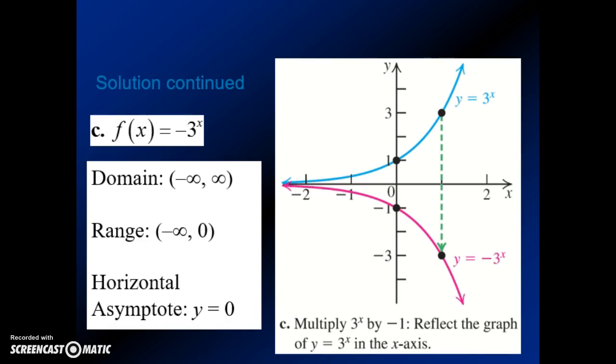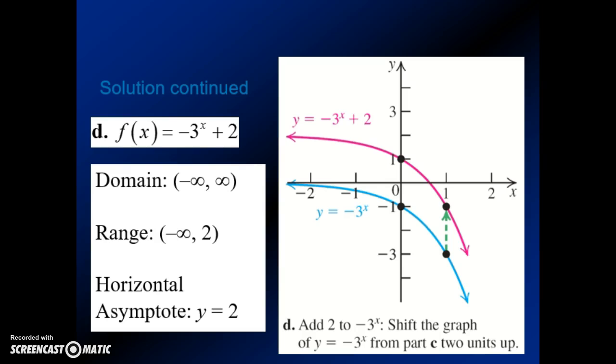Here we just take the parent function y equals 3 to the x, and put a negative in front of it. That means all of the outputs that were positive on f of x equals 3 to the x, the blue graph, are now negative. That means it's just a direct reflection over the x-axis. It affected the range, so now the range is from negative infinity to 0, but did not affect the horizontal asymptote. We still have the same horizontal asymptote, y equals 0, or the x-axis.